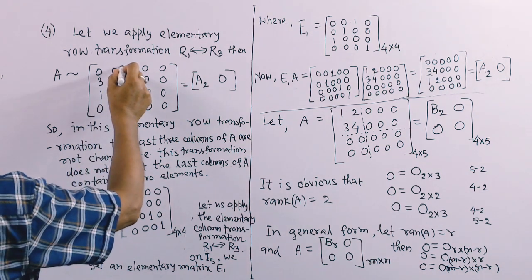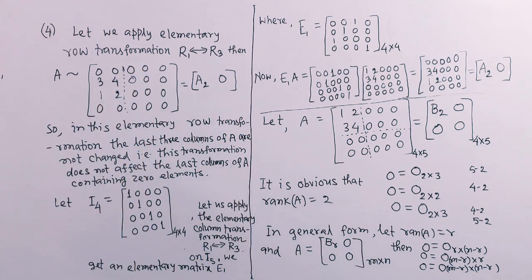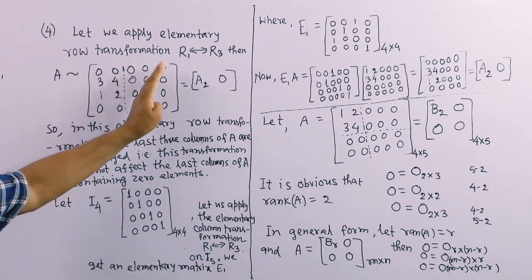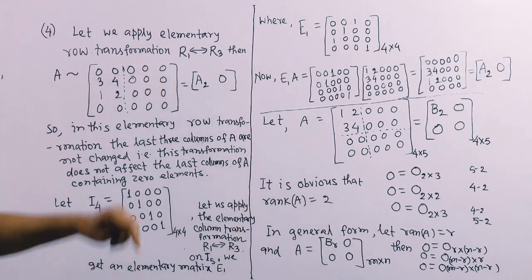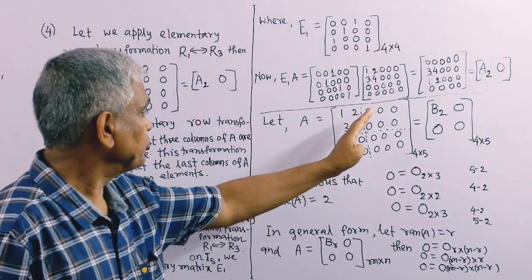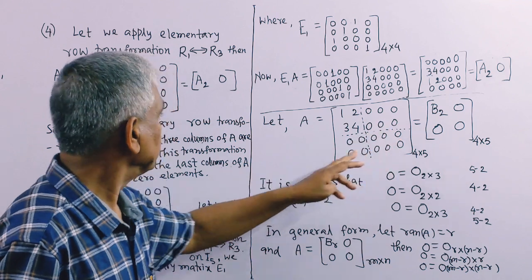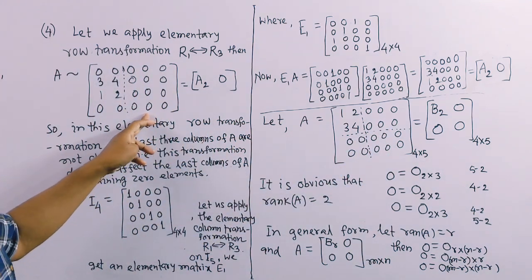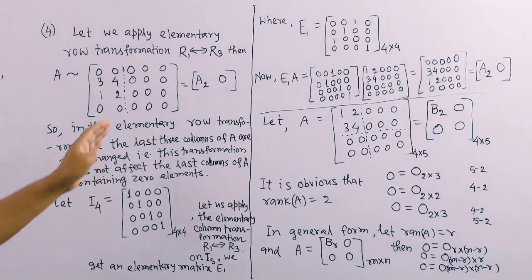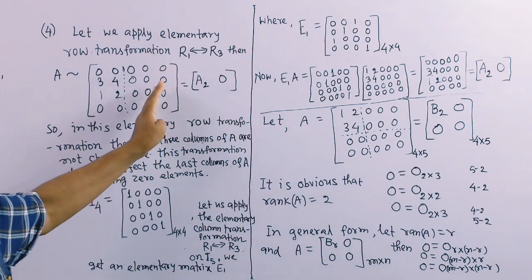This matrix is of the form, here we subdivide this into two parts. This part is known as A2 and this part is 0. This part is same as this part of A. Here 0 0 0 0 0 0 means no change, means last 3 columns of A remain the same, 0.